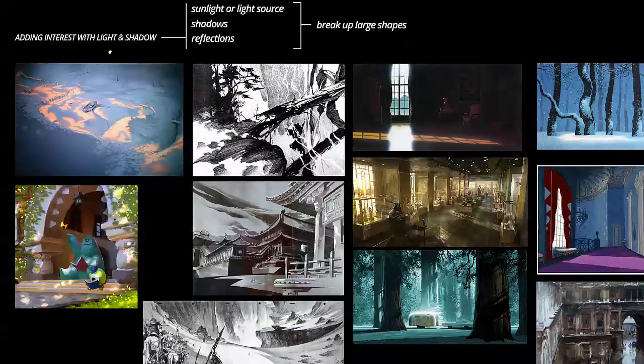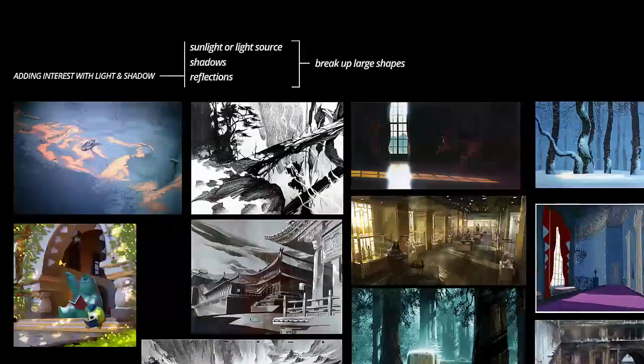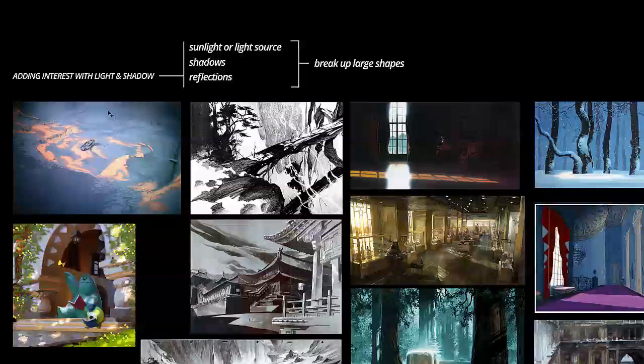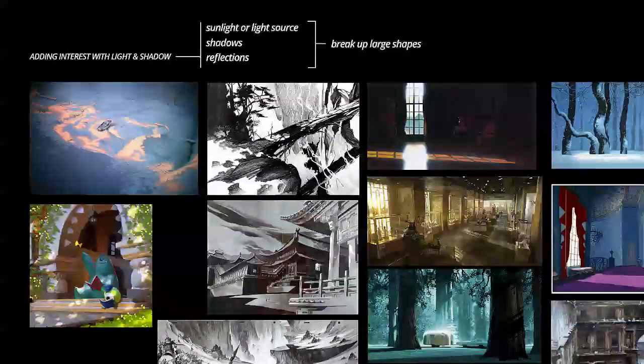One of the big ways, probably the biggest way you can add interest is with your lighting, and how we can use lighting and shadows to add that little bit of interest back into our shots and just take it to the next level. So let's take a look at a few different ways. There's tons of ways you can add interest. We're going to cover light and shadow in this round. So sunlight or a light source can be used, shadows can be used, reflections, and all of that can create areas where we can break up large shapes and add further interest. And we're going to take a look at how that all applies. But these are the general guidelines we're going to be looking at today.